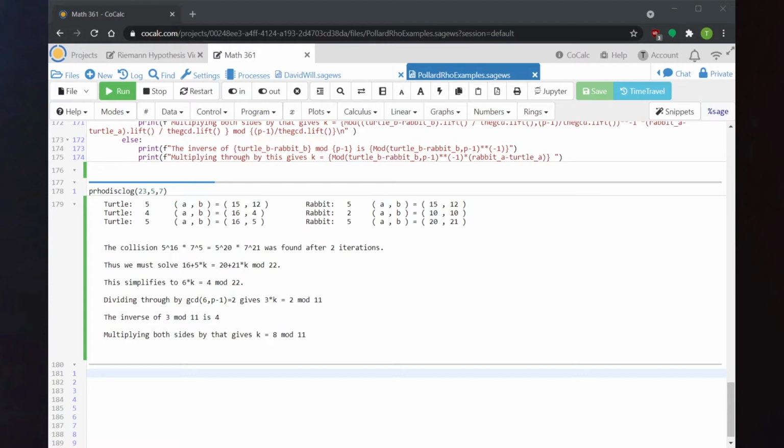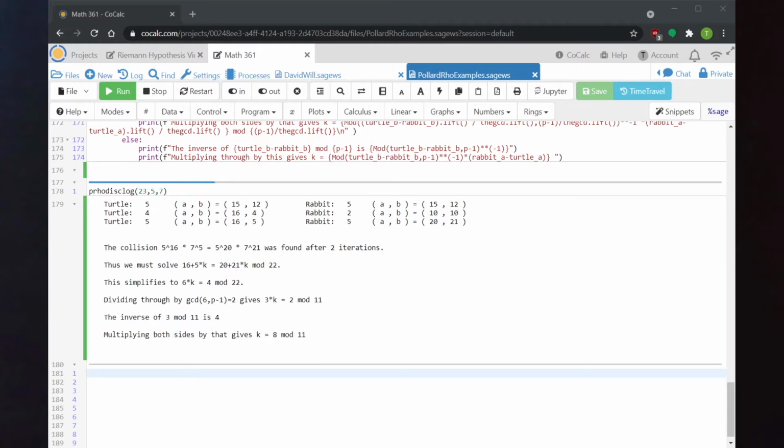In this particular instance, you'll notice that everything in sight is divisible by 2, so we have to divide everything by 2, that's the GCD. So once we do that, then we end up with 3k is 2, now mod 11. Calculate the inverse of 3 mod 11, that happens to be 4, you can even do that one in your head actually. And then if we multiply both sides by 4, then we get that k is 8 mod 11.